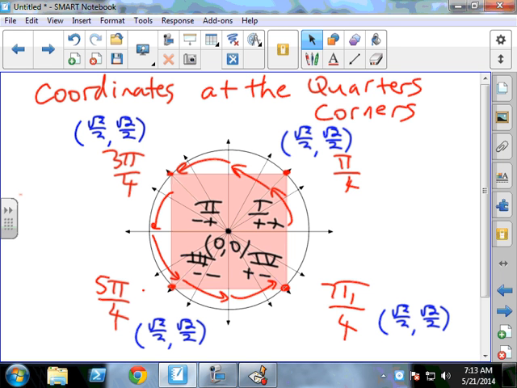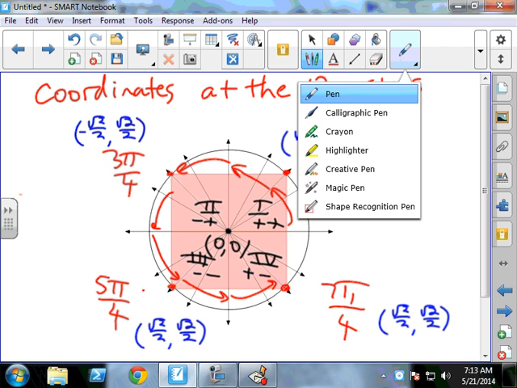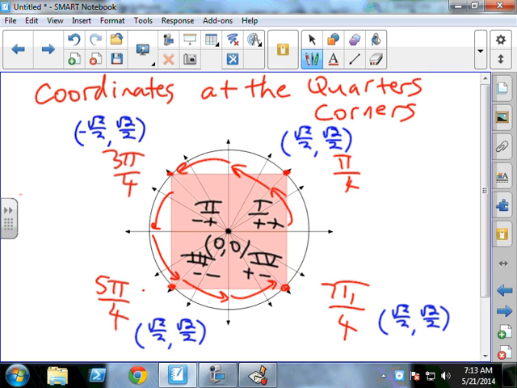But what's going to happen is in quadrant 2, the sign of the cosine is going to be negative because the x-coordinate is negative. Okay, let me highlight that and bring some attention to that. So we have a negative sign there because in quadrant 2, the x values are negative. Okay, hopefully you catch that.